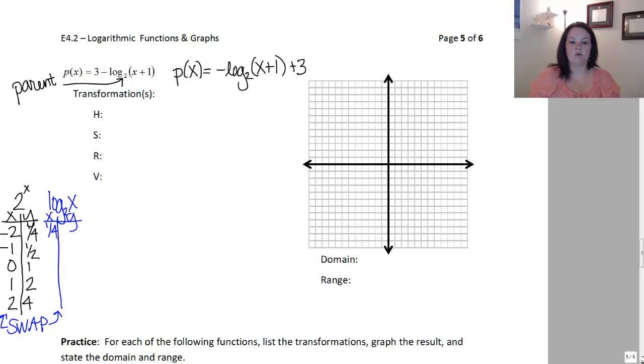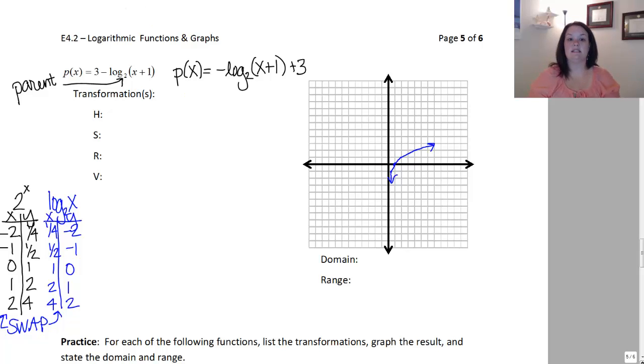So I get 1/4, negative 2; 1/2, negative 1; 1, 0; 2, 1; and 4, 2. Okay, so now that I have my log parent function, I'm going to go ahead and graph it. At 1/4, I'm down at negative 2. At 1/2, I'm at negative 1. At 1, I'm at 0. At 2, I'm up at 1. And at 4, I'm up at 2. So this is what my original log parent function looks like, approaching x equals 0.